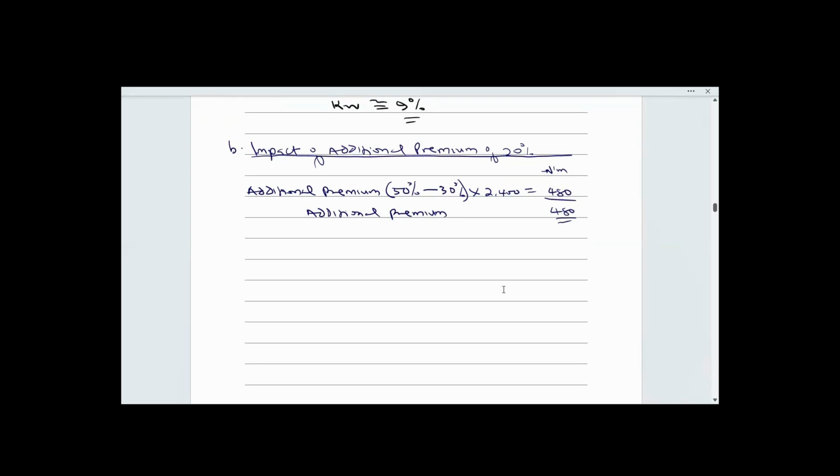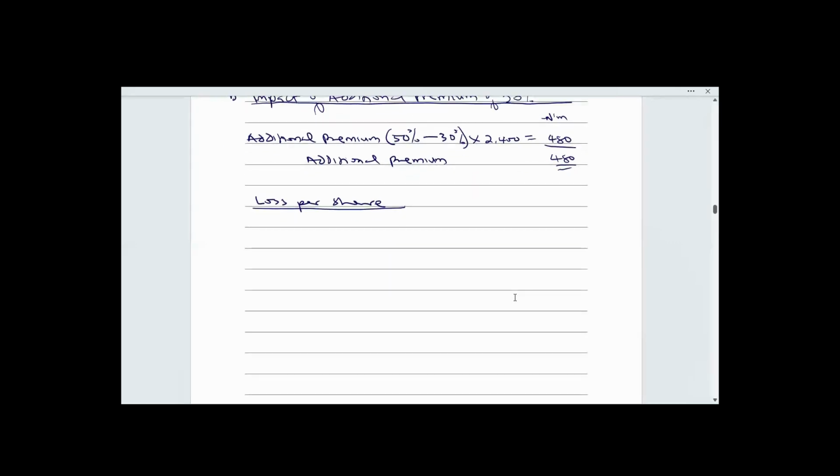This 480 million is what the company will lose. It's what EP will lose because it's an additional premium that the management of EP is paying to BO as a result of the acquisition. So if that is the case, I need to determine loss per share. Loss per share. To do this, the loss per share, before I can advise the impact.